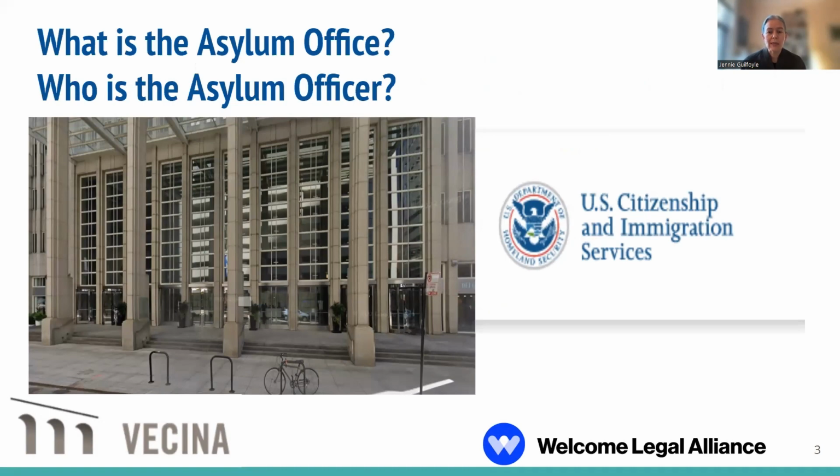So USCIS has a whole asylum division with asylum offices around the country. There are, I think, 12 main asylum offices in cities around the country, and then they have sub-offices. And they'll also do what they call circuit rides to cities where they don't have offices.